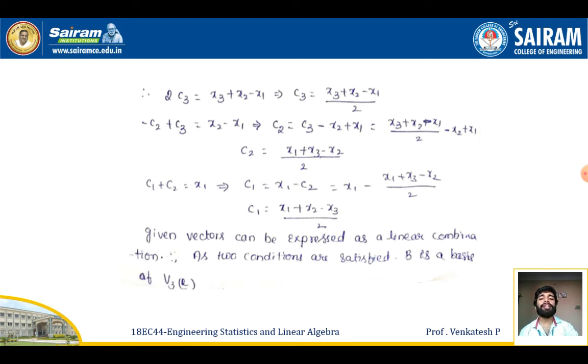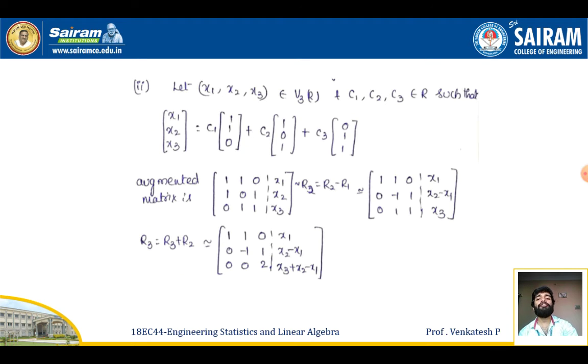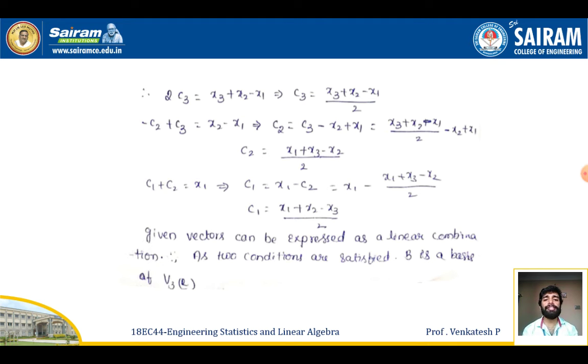So now if I replace all these c1, c2, c3 in place of this equation, obviously I will get this equation again. So hence I can say that the subspace spans the vector space V3 of R. So therefore the given vectors can be expressed as a linear combination. As two conditions are satisfied here, I can say that B is a basis of the vector space V3 of R.